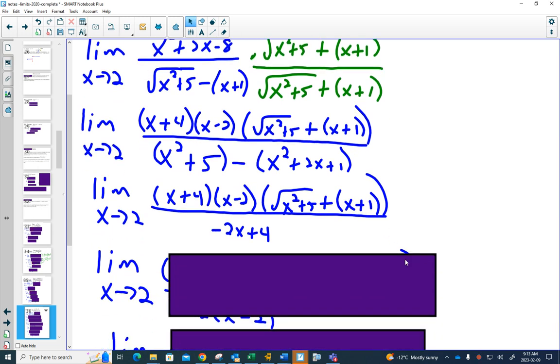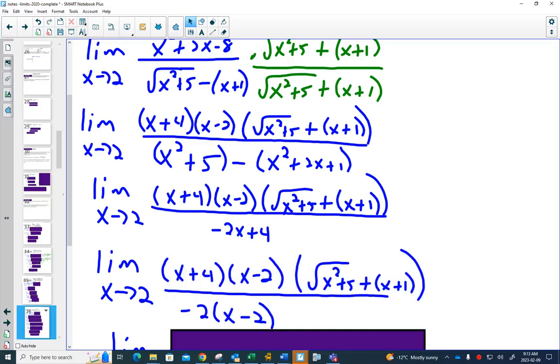Which factor do we want to cancel out? We want to cancel out that x - 2. So right now I have a -2x + 4 on the bottom. I hope that you can see that there's a common factor there. Pull out that -2. And the reason we pull out a -2 instead of a positive 2 is because we want to get that x - 2.